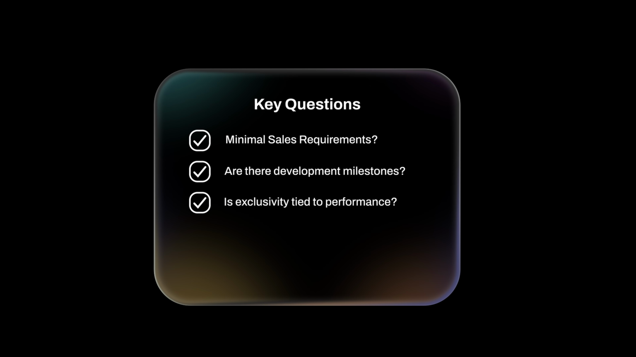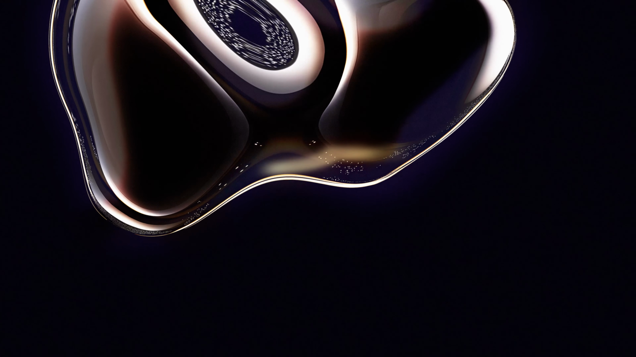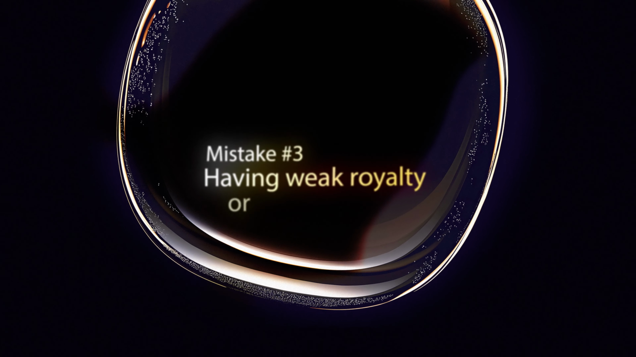Is exclusivity tied to performance? Because I can't license to third parties, I need to make sure that you're continuing to sell products at a level that I've expected. Can exclusivity convert to non-exclusivity if target performance metrics aren't met? So keep in mind, when you grant someone an exclusive license, you're in essence making a bet that that single licensee will sell enough products and pay the amount of royalties that warrants not granting a license to their competitors. The key takeaway here is that when you're granting an exclusive license, think about whether or not it needs to be tied to performance. Mistake number 3, having weak royalty or audit rights.